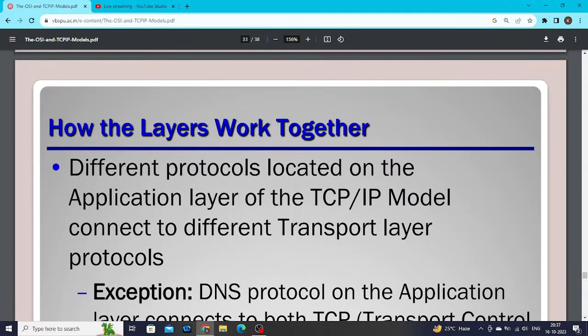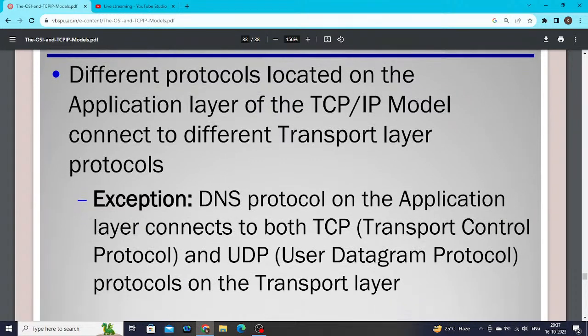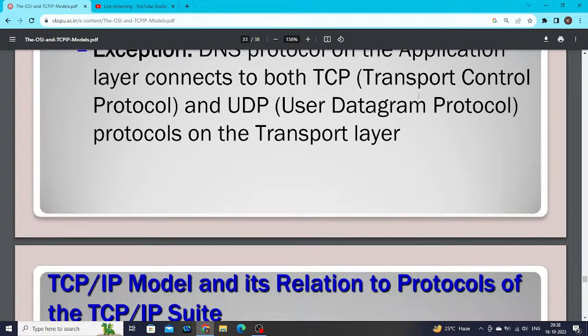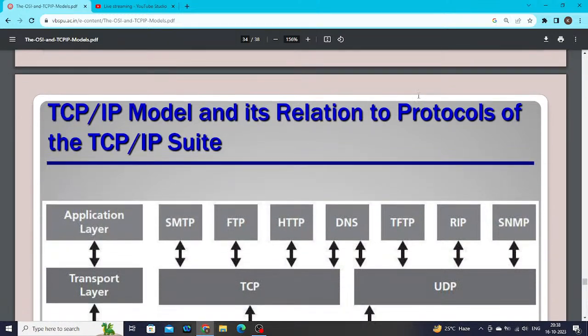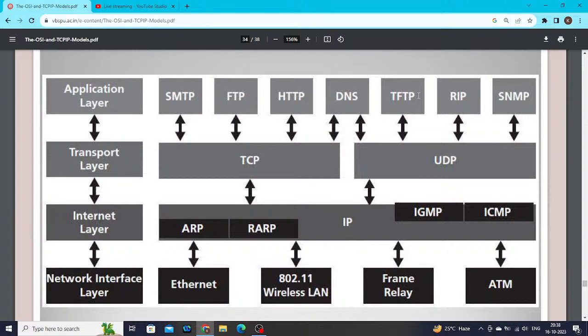So how do the layers work together? Different protocols located on the application layer of the TCP/IP model connect to different transport layer protocols. The exception is the DNS protocol on the application layer, which connects to both TCP, Transmission Control Protocol, and UDP, User Datagram Protocol. Application layer protocols such as SMTP, FTP and HTTP use TCP. UDP generally works for DNS, TFTP, RIP and SNMP.